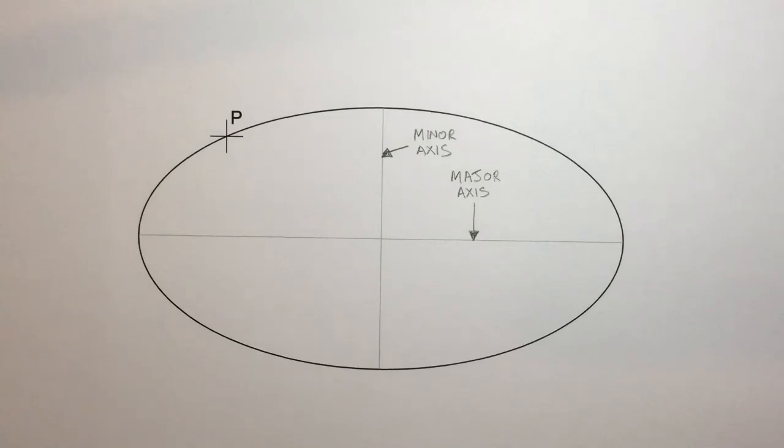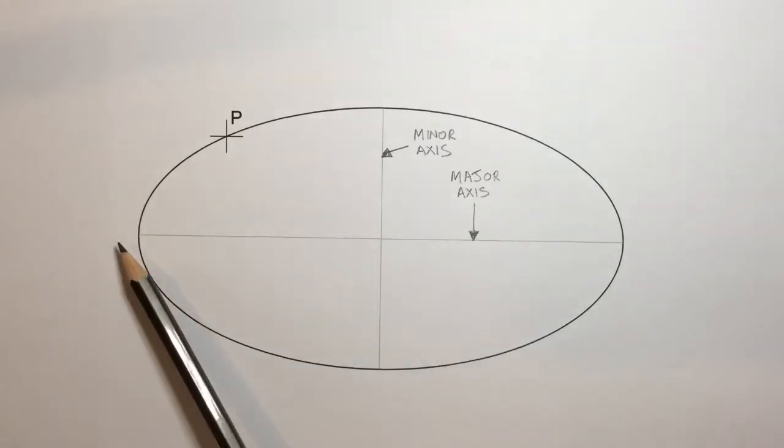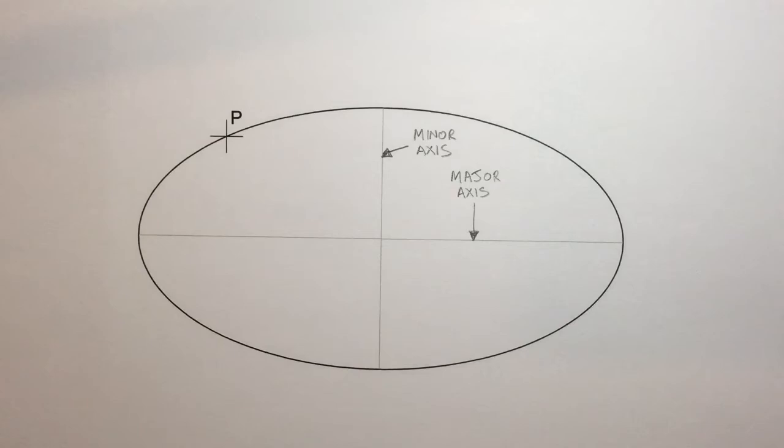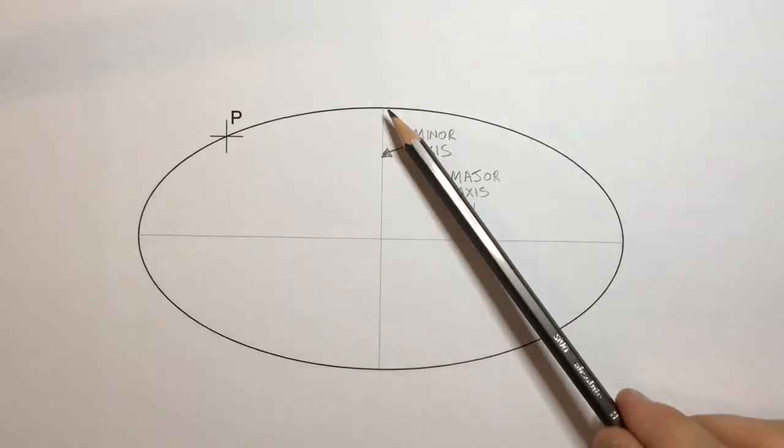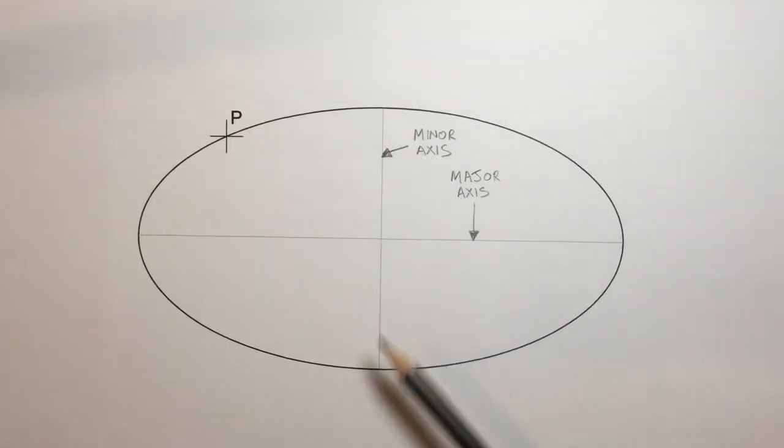In this video I'm going to show you how to draw a line that will be tangent to our ellipse at point P. So what we have in front of us is our ellipse with a point P, and we also have our major axis, which is this line that goes from left to right, and we also have our minor axis, which is this line here that goes from the top to the bottom.